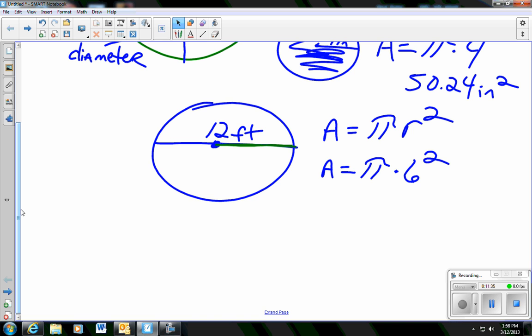And again, just type that into your calculator. Use 3.14 for pi times the 6 squared, and you'll get 113.04 feet squared. That's it.